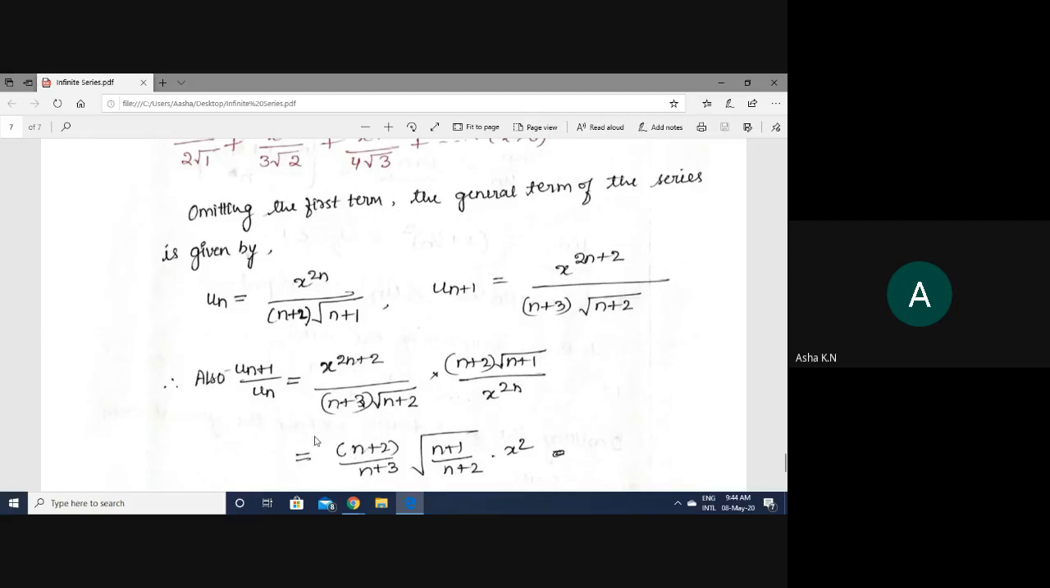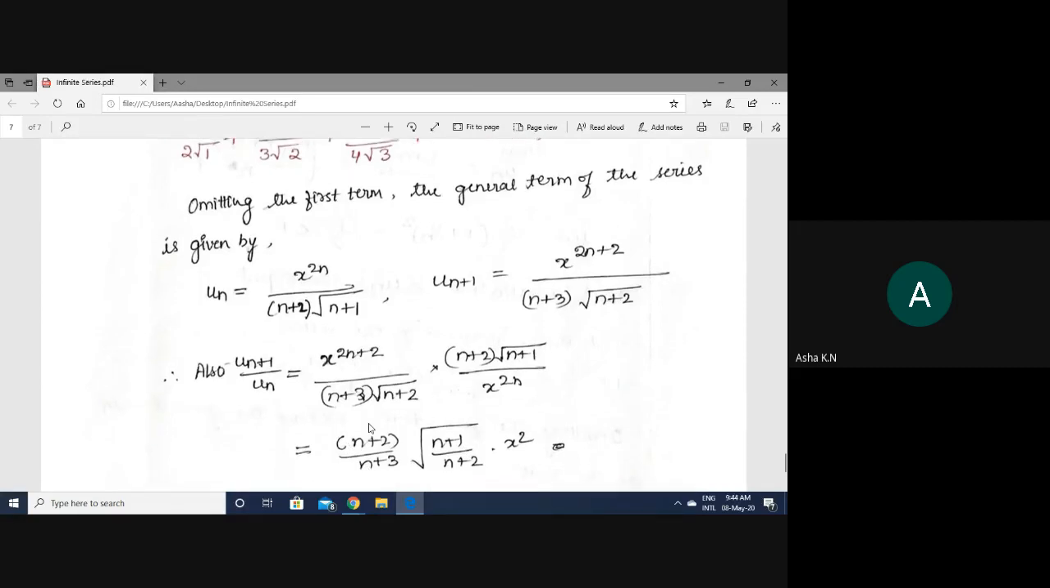So take n as a common factor outside. Okay, n and n will get cancelled. Square root of, here also you take n as a common factor, n will get cancelled. So you have 1 plus 2 by n, 1 plus 3 by n, 1 plus 1 by n, 1 plus 2 by n. As n tends to infinity, the 2 by n, 3 by n, everything becomes 0. So it becomes 1 plus 0, everything is 1. All these terms are 1 actually.